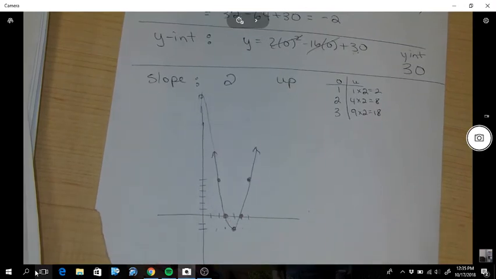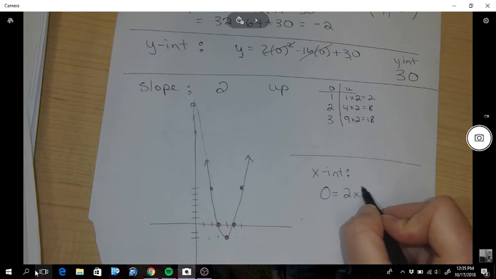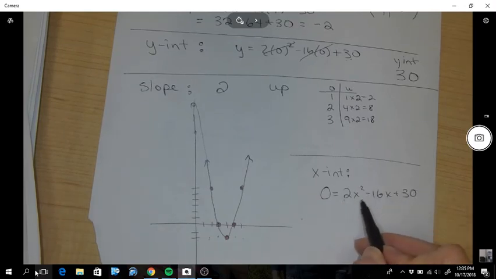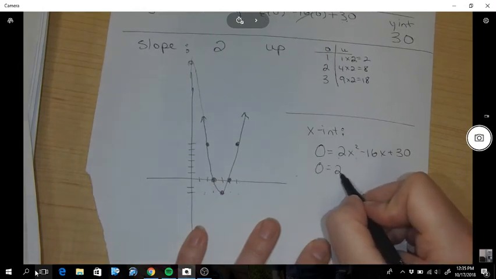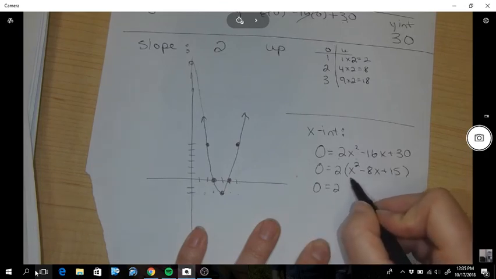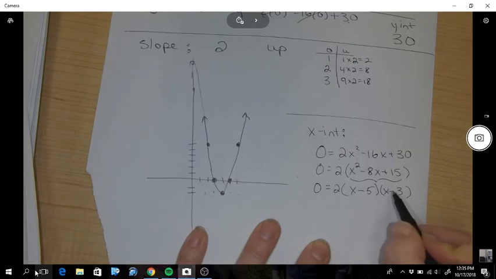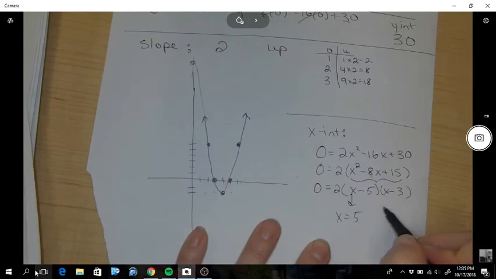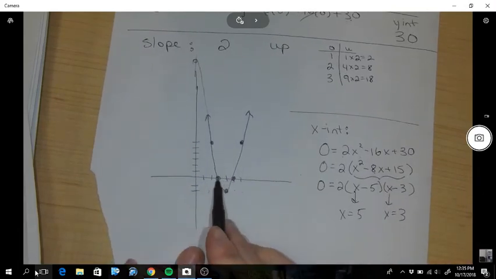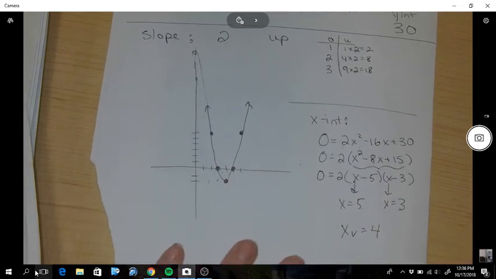X-intercepts, so those came out to be exact numbers, so let's see what we can do there. 0 equals 2x squared minus 16x plus 30. I can see a GCF factor. Taking out a 2, x squared minus 8x plus 15. Then I can see a simple trinomial. So I lead with an x, a 5 and a 3, both negative, which gets me -8 and positive 15. So my x-intercepts are 5 and 3, which are on my graph. I also know that the x of my vertex is halfway between, which would have been a 4. So you can see all those connections.